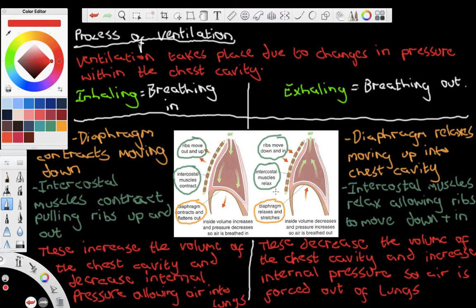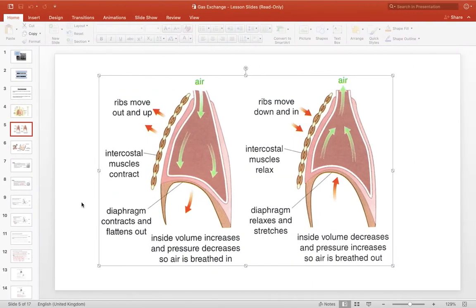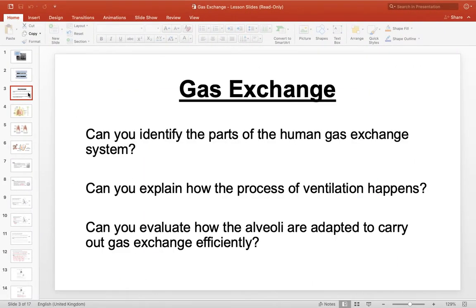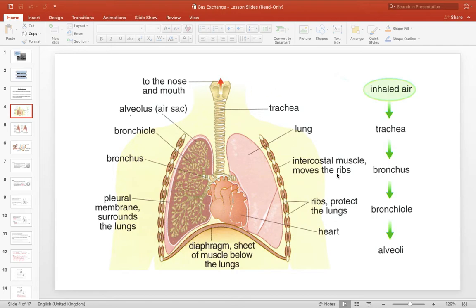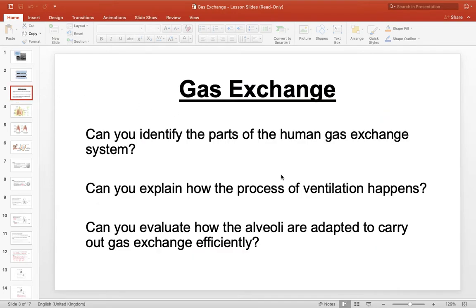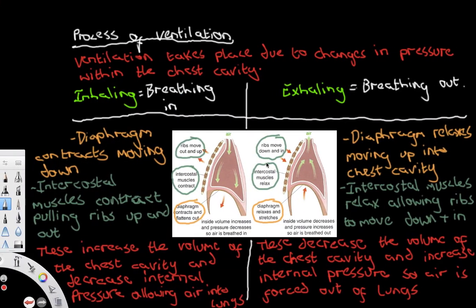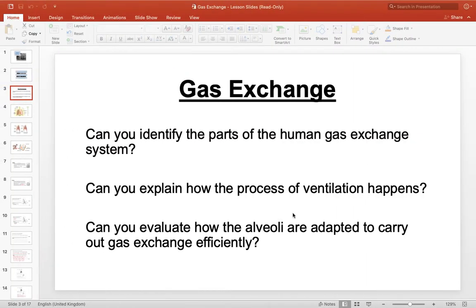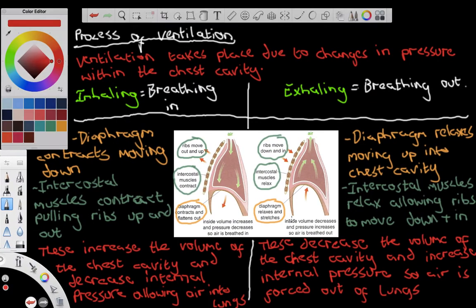So that brings us to our final learning objective. If we have a look back at these learning objectives, because we haven't revisited them for a while, you should be able to tell me the parts of the human gas exchange system. I should be able to show you this diagram and you should be able to just label it. You need to be able to tell me how ventilation actually happens, which we have just discussed here. And finally, we need to think about how the alveoli are adapted to carry out gas exchange.